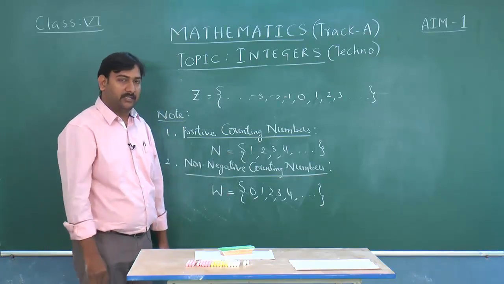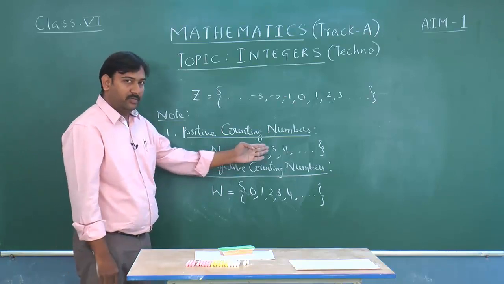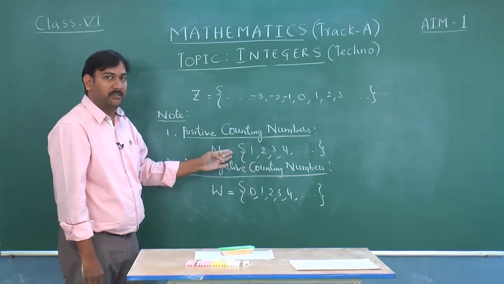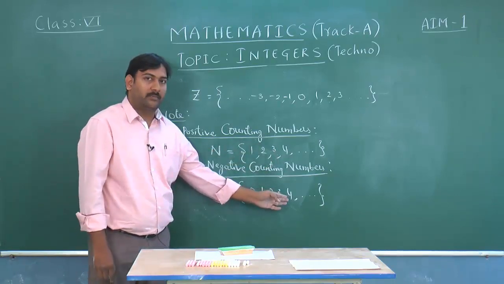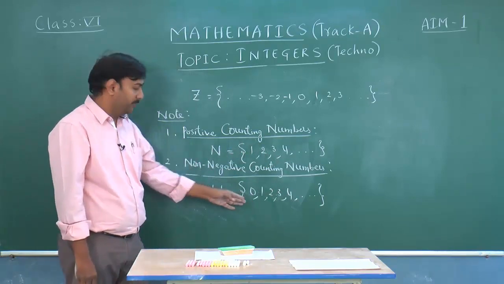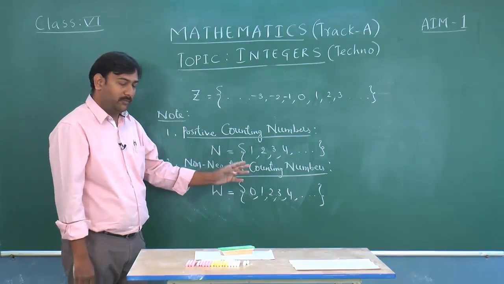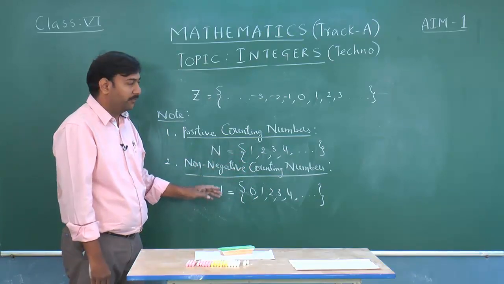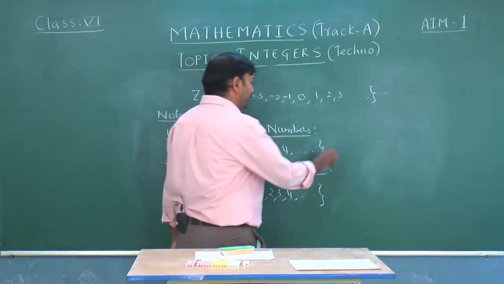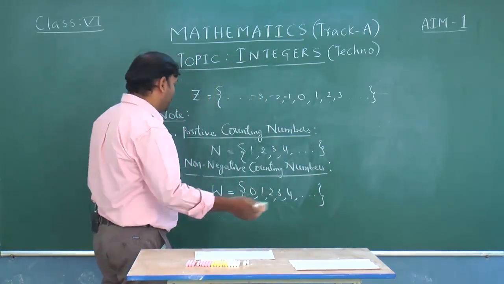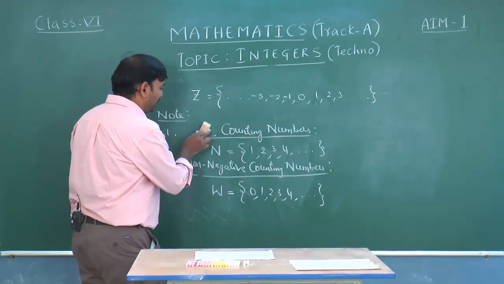So here we have seen a situation: we have taken the positive counting numbers, called the set of natural numbers. The positive counting numbers including 0 are called the set of non-negative counting numbers, or we can also call it W. Exactly in the same way, we can also say the negative counting numbers.